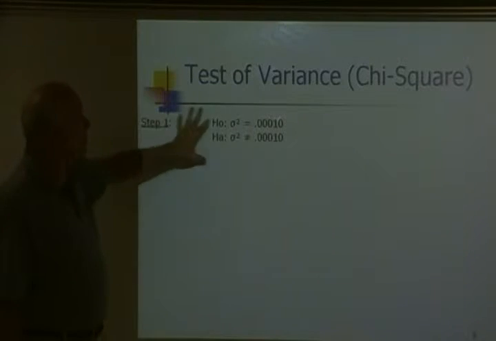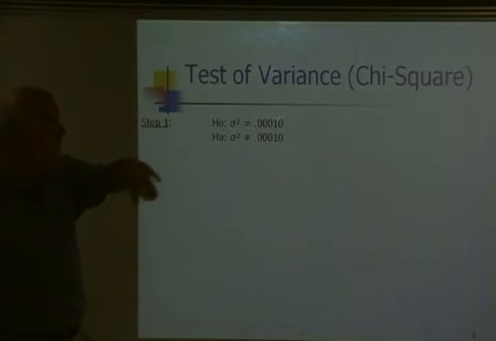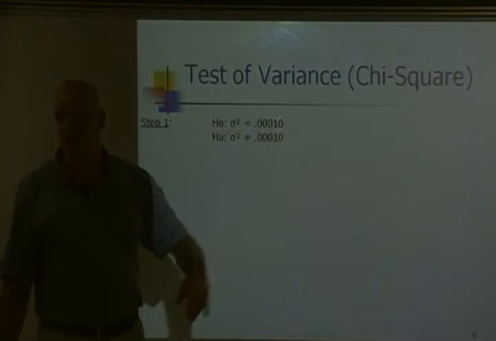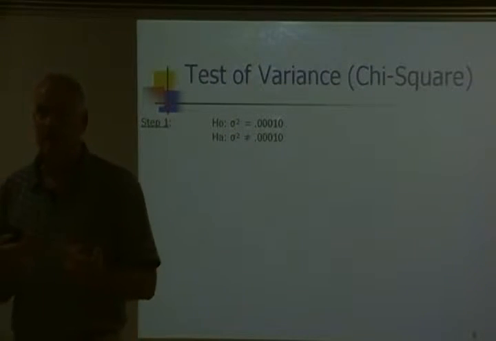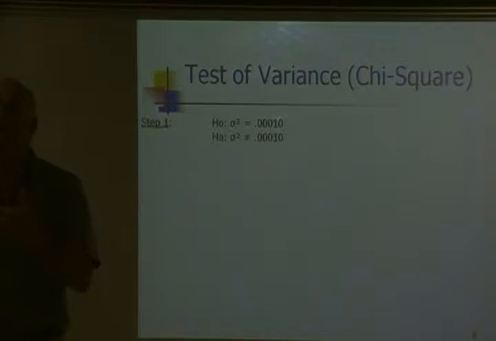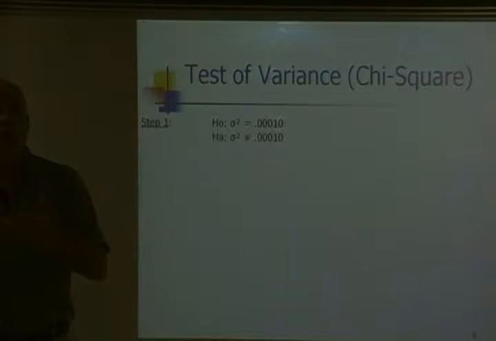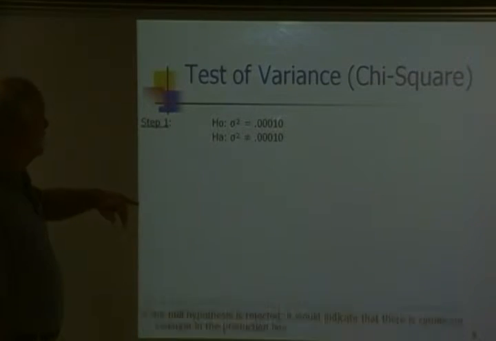So in our 7-step process, we have the null hypothesis that the variance equals 10,000, or the alternative that the variance does not equal 10,000. So all we're concerned about here is the difference. Do we conform to the established norm, or do we not? Okay, that's the question that we're looking at.